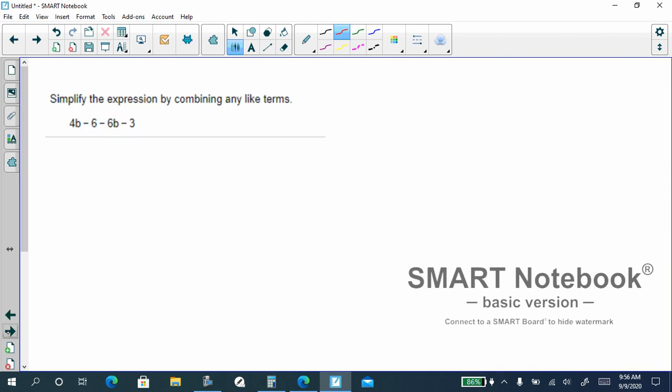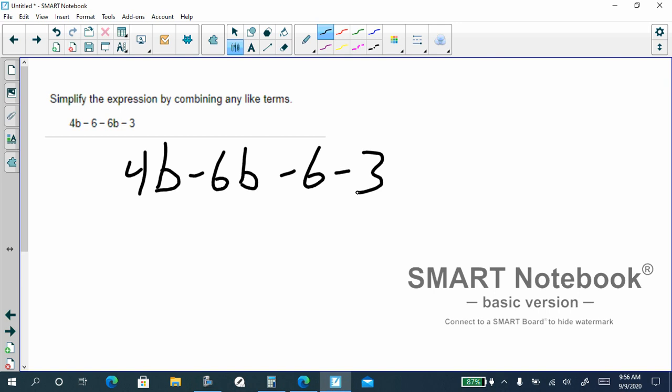Here we need to combine what's alike. So one thing I encourage students to do for a while is to put these in order so that the things that are alike are beside each other. So we can arrange these as long as we keep the signs with their corresponding term. So we have a 4b that's positive, we have a 6b that's negative, we have a -6 and a -3. Notice we kept the negative with the 6b, and the negative with the 3. So we essentially commuted, we changed their order. So now we put the things that are alike together.